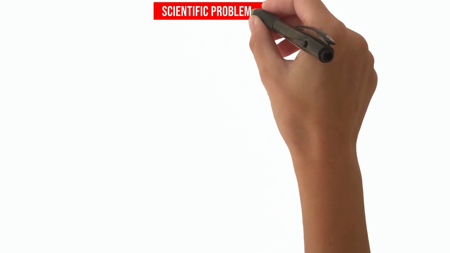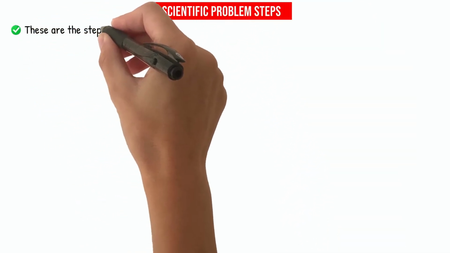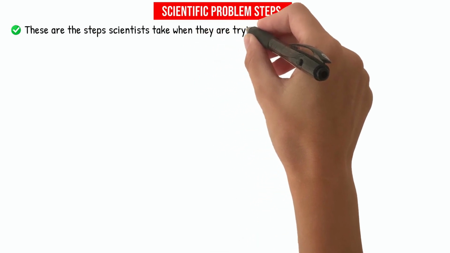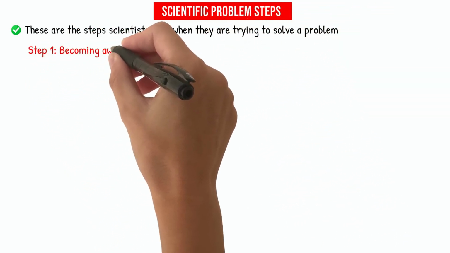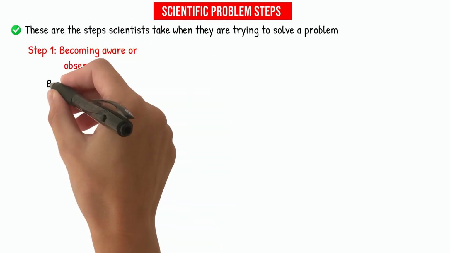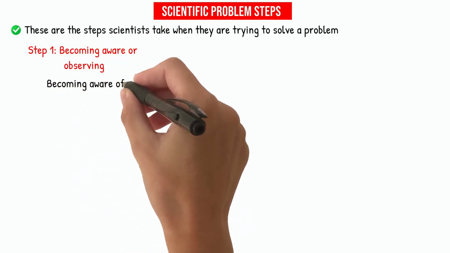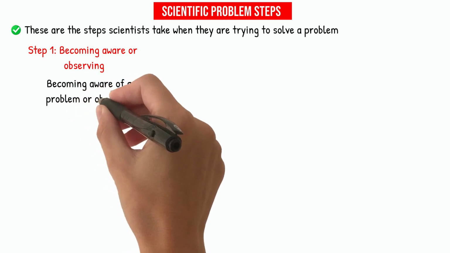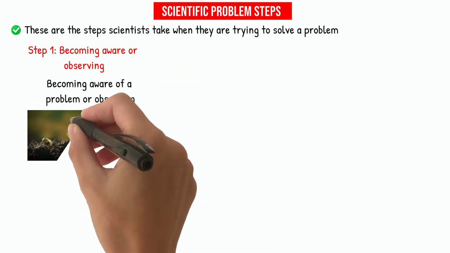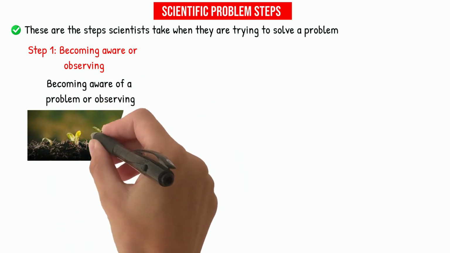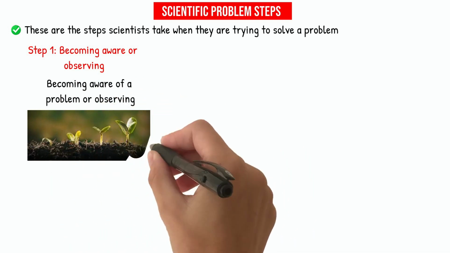Scientific problem steps. These are the steps scientists take when they are trying to solve a problem. There are 5 steps in the scientific method. Let's go through them. Step 1. Becoming aware or observing. Scientists start by becoming aware of a problem or observing something interesting. For example, let's say you noticed that plants grow differently in different types of soil. This could be a problem you want to solve.